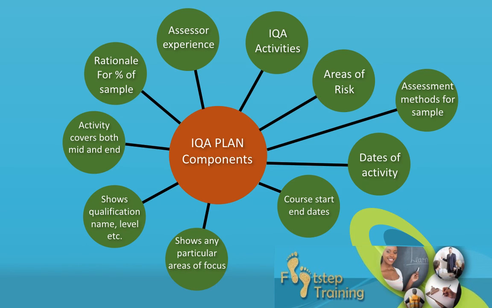So to review, here are all the main components of your IQA plan. As we have said, this includes the actual areas of risk that you face as an IQA, whether that's your assessors or the new qualifications or different venues for assessment, that you've got your IQA activities and that the activities that you are planning match your areas of risk and your assessor experience. That out of that planning you then work out your rationale for your percentage of activities or your levels of activities. That you cover early, mid and end, different aspects of your qualifications and courses.